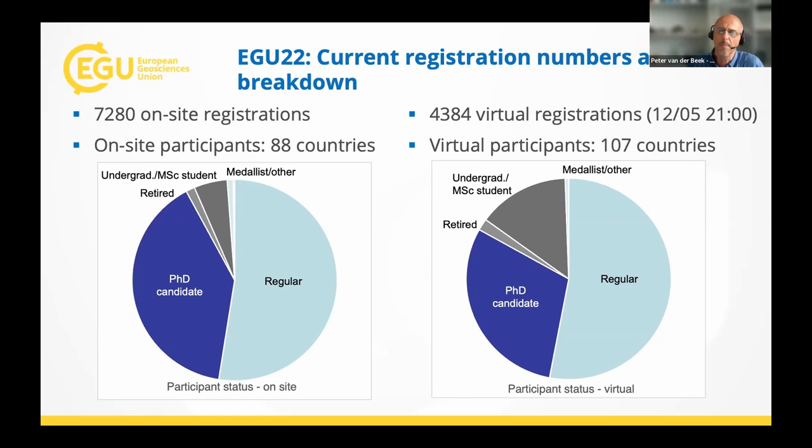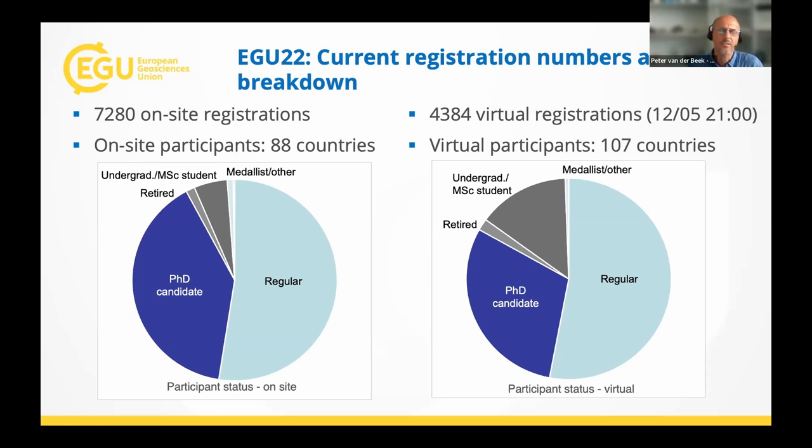As you see, the makeup of the two groups is fairly similar between regular participants, PhD candidates, retired medalists and undergraduate MSc students. The only clear difference is the larger proportion of undergraduate and MSc students in the virtual attendees. And the reason for that is that, like last year, we have a virtual registration fee waiver for those participants, as we have a virtual registration fee waiver for scientists from lower and lower middle income countries.